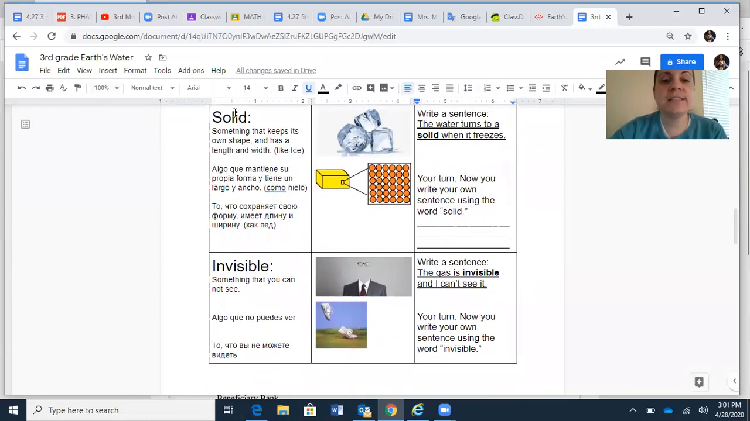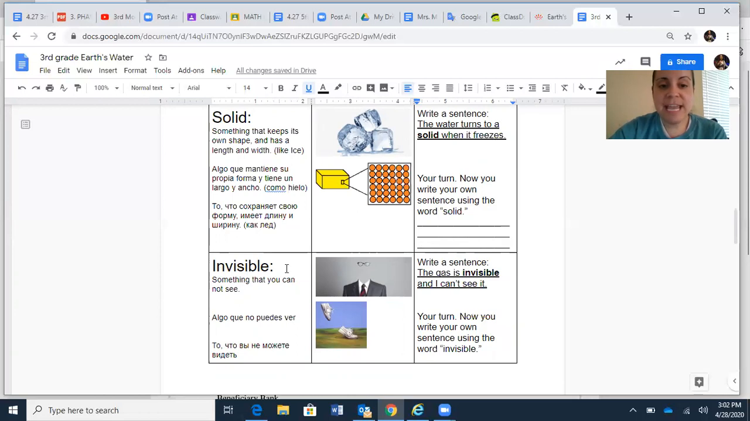The next word is solid. Something that keeps its own shape and has a length and width, like ice. Here's a picture of ice. This block is a solid. This is showing you how the pieces of the block are so close together that it makes it hard, like a desk. I'm hitting on my desk, so a desk is a solid. Here's my sentence. The water turns into a solid when it freezes. That would be the ice. Now it's your turn to write your own sentence after the video.